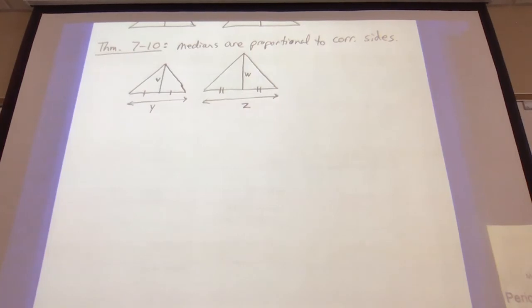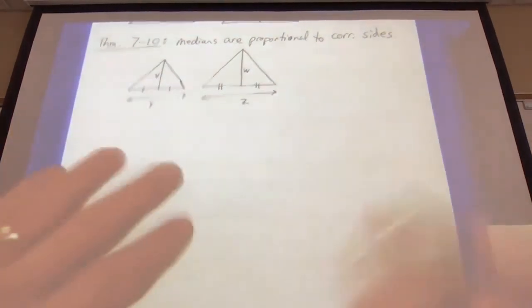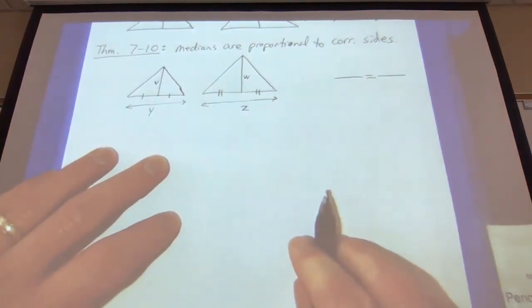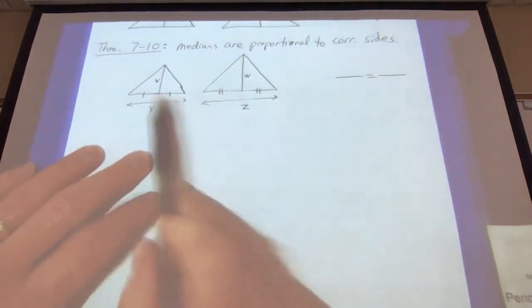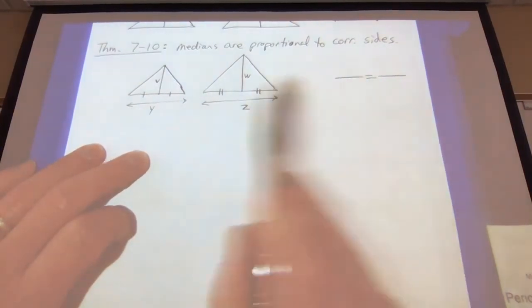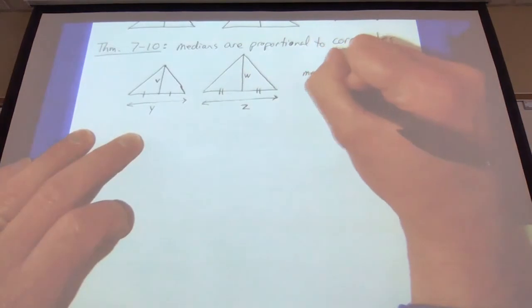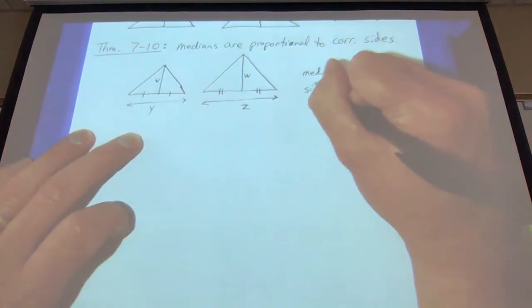And then same exact thing's going to happen. You've got 4 parts here. Those 4 parts are going to be proportional. I'm going to set it up the way I did before. I've got a left-hand triangle. I'm going to keep those numbers on the left. Right-hand triangle, I'm going to keep those numbers on the right. I'm going to put my medians on top. I'm going to put our corresponding sides on the bottom.